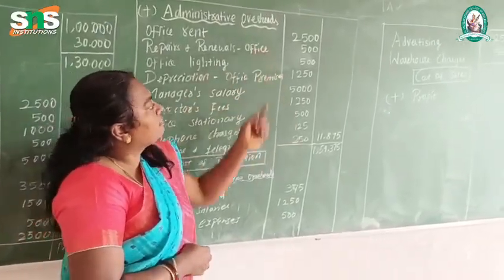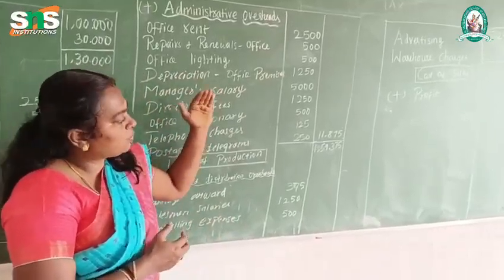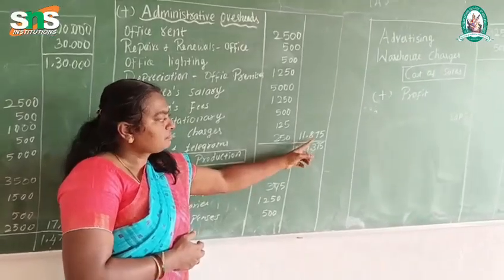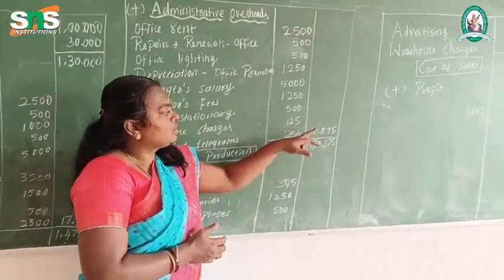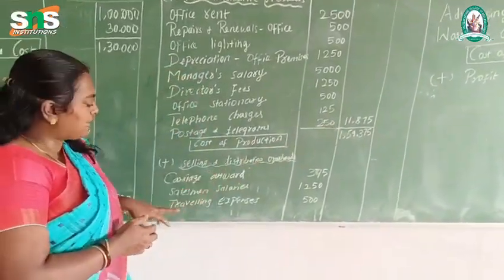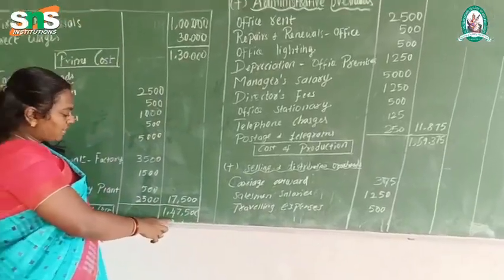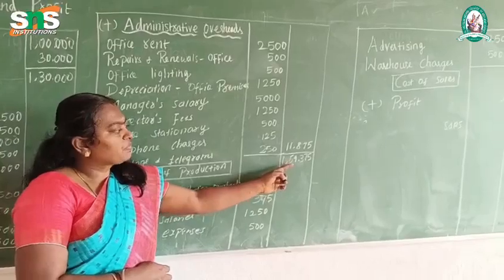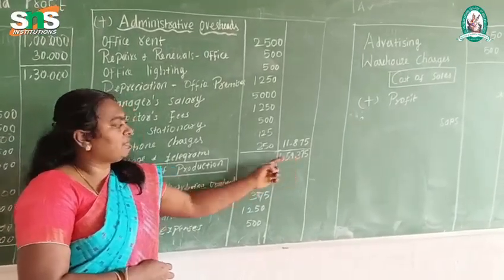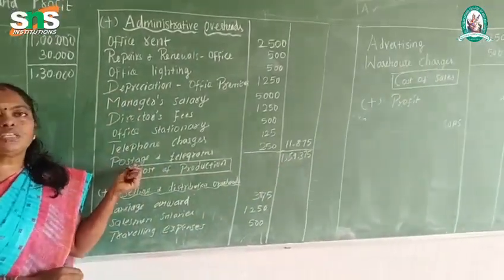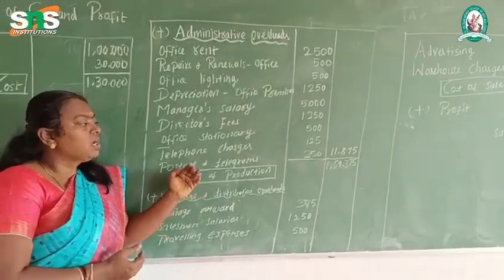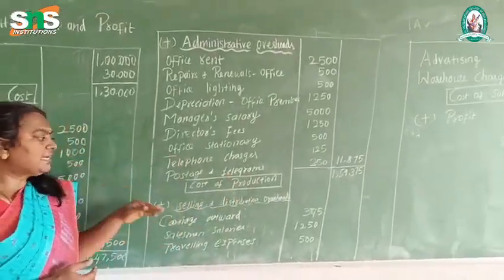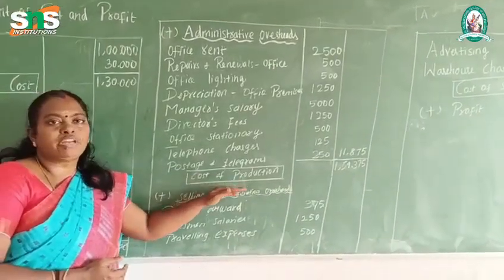So, we have to calculate this administrative overhead from 2,500 to 250. The total amount will be 11,875. So, this 11,875 will be added to the factory cost 1,47,500. So you will get 1,59,375. This 1,59,375 is named as cost of production. This cost of production should be added with the selling and distribution overheads.